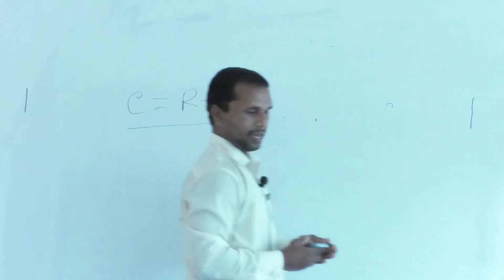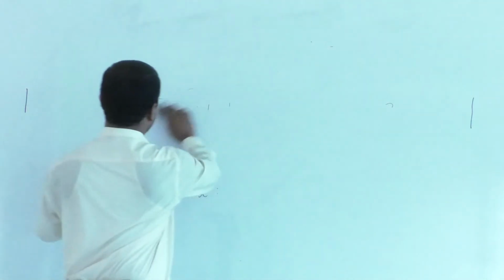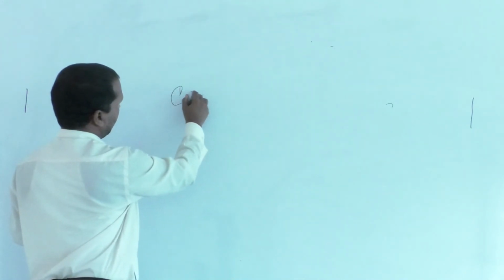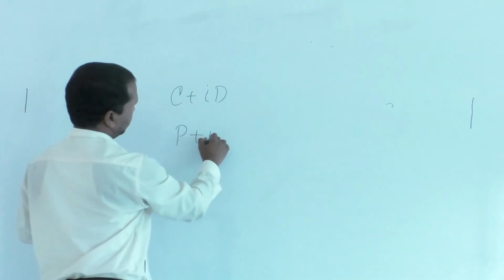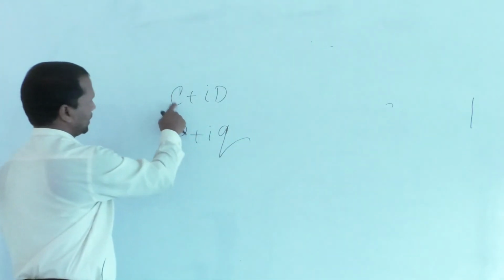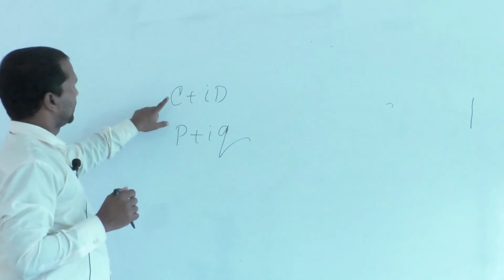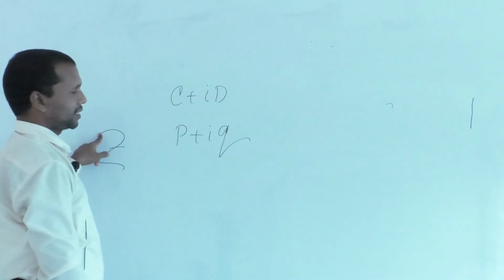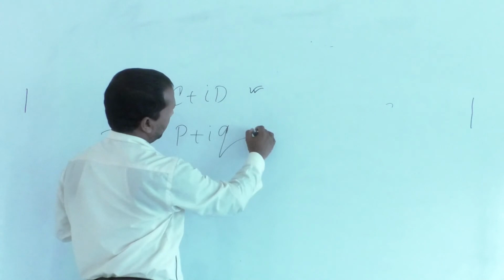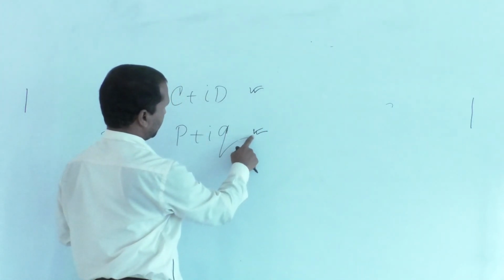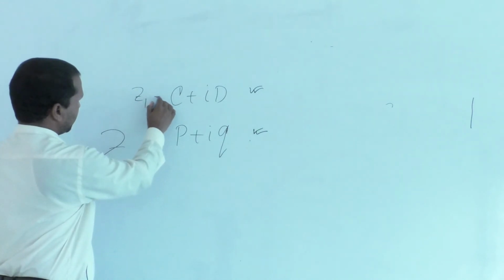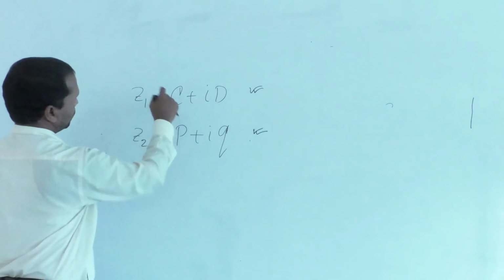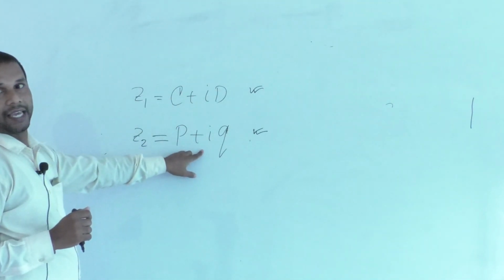Now we will learn how a complex number is expressed. In the case of a complex number, there are different forms. Suppose c plus id is a complex number. p plus iq is a complex number. These are different forms, and a complex number is expressed by the capital letter Z. But if you are given more than one complex number, that is two or more, then the first one is denoted by Z1 and the second one by Z2. So Z1 equals c plus id and Z2 equals p plus iq.